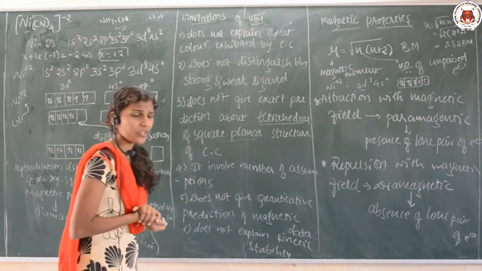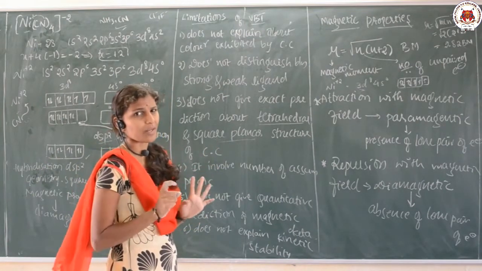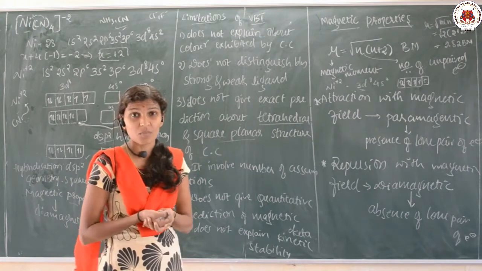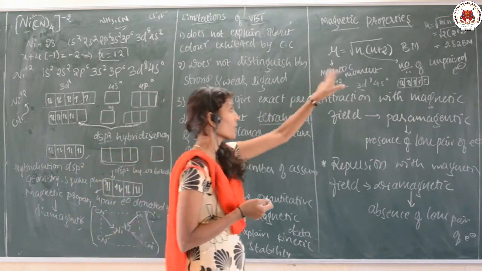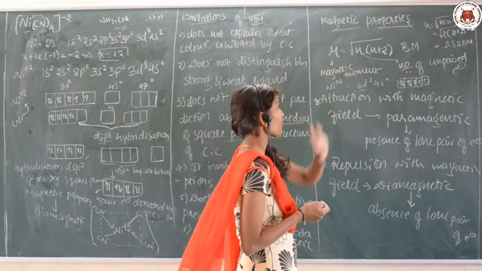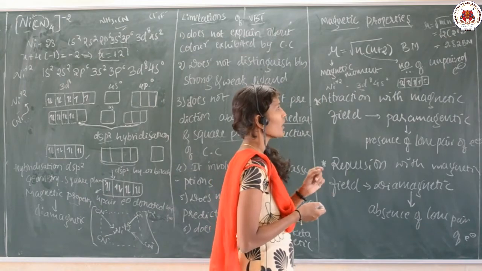And these are the limitations of the VBT, which are not that important, but you need to remember at least why it has such a demerit. And the last bit in this video is magnetic property, and this is important also: mu is equal to square root of n into n plus 2.